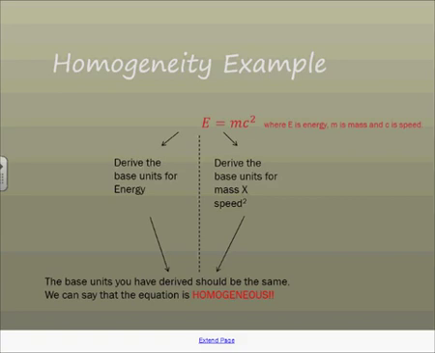What we're going to do is derive the base units for energy on one side, and then derive the units for mass times speed squared on the other side. So let's look at energy. The first step would be to find a formula. Work equals force times distance. Like we've done before, if I didn't know what force was, I could also use F equals ma, and I can then put that into the equation for force.